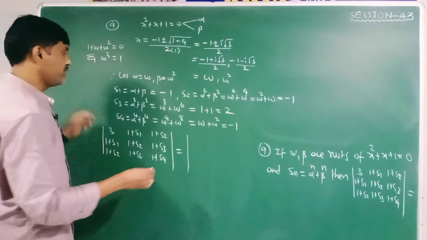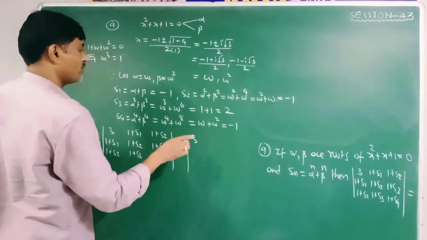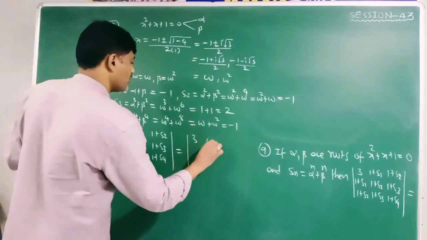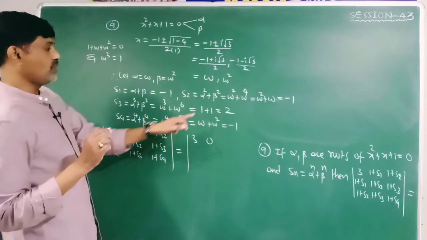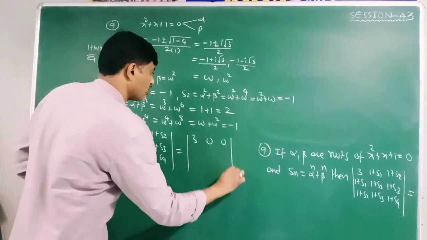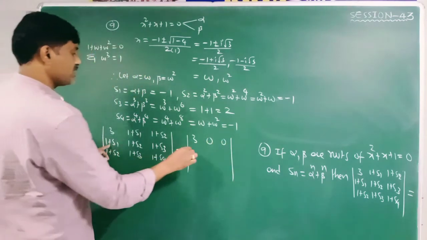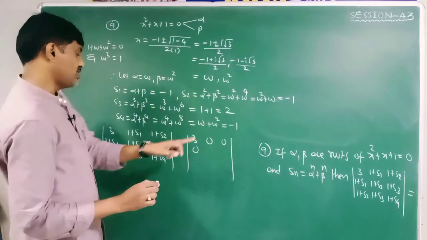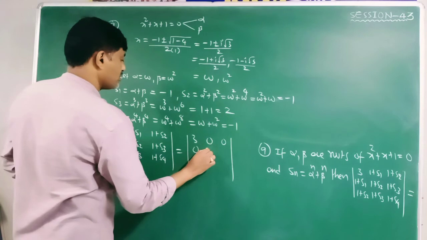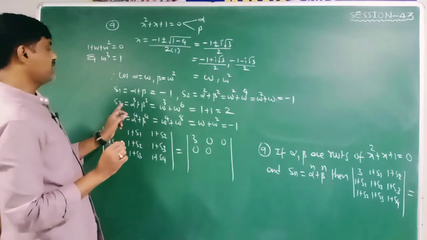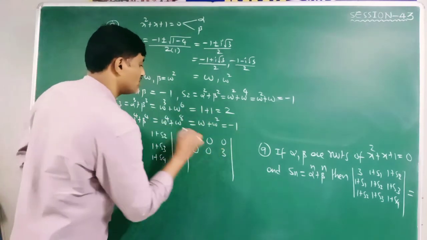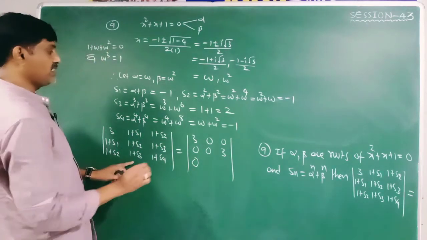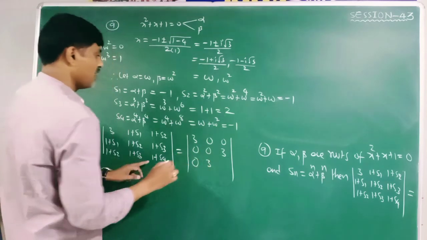Just keep here 3, 1 plus S1. S1 value is minus 1. 1 minus 1 is 0. Next 1 plus S2. 1 plus S2 is also 0. Okay, next one: 1 plus S1 is 0. 1 plus S2, S2 value is also minus 1, this is also 0. 1 plus S3. S3 is 2. 1 plus 2 answer is 3. Next 1 plus S2 is clearly 0. 1 plus S3, S3 is 2, this is 3. 1 plus S4.